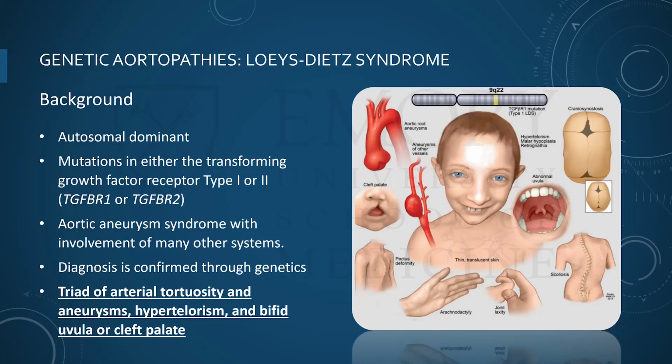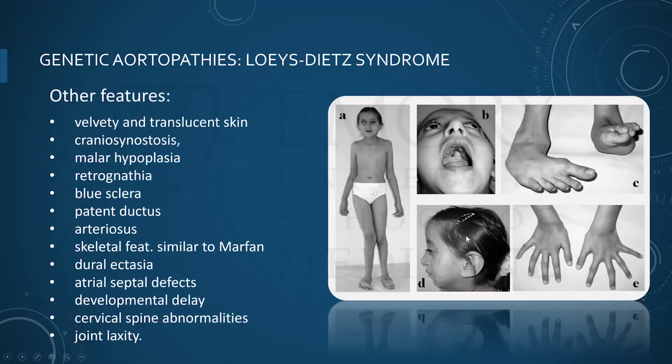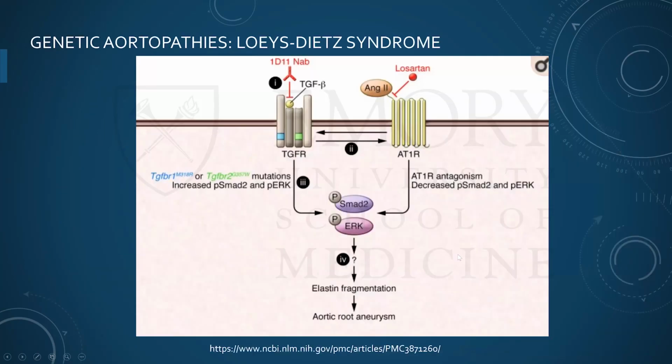The underlying etiology is thought to be related to mutations in the receptor for transforming growth factor. And aortic aneurysms are very common in this patient population. Other features I have listed here, mostly musculoskeletal, and some other cardiac as well: atrial septal defects, blue sclera, PDA, velvety and translucent skin.